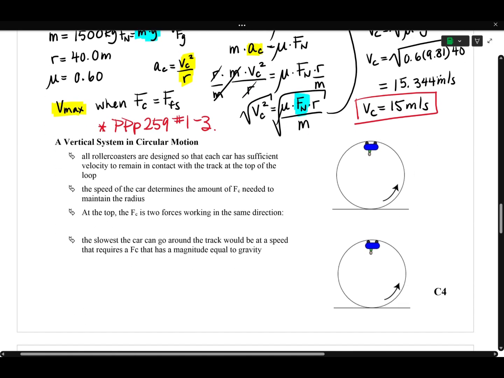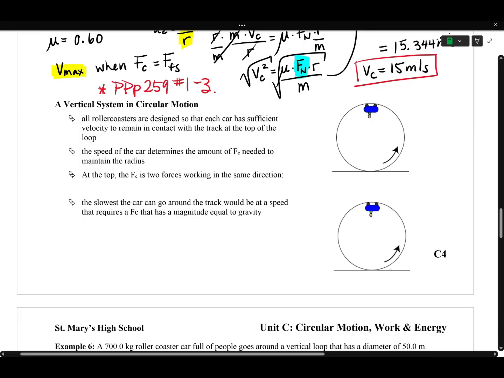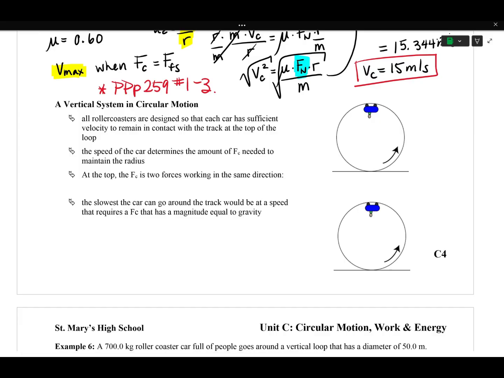Okay, so let's take a look now at vertical systems in circular motion. All the roller coasters that you've been on have been designed so that each car will have sufficient velocity to remain in contact with the track at the top of the loop. The speed of the car will determine the amount of centripetal force that you need to maintain the radius.